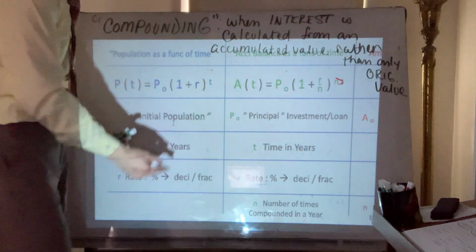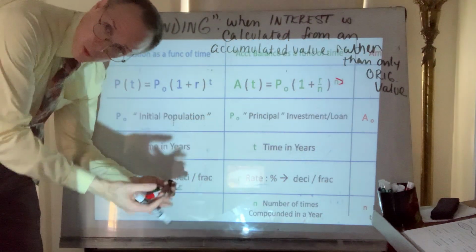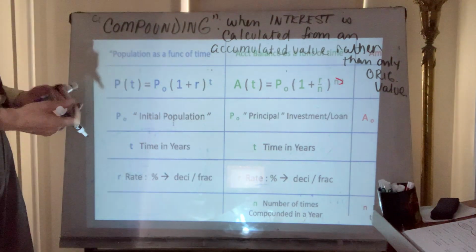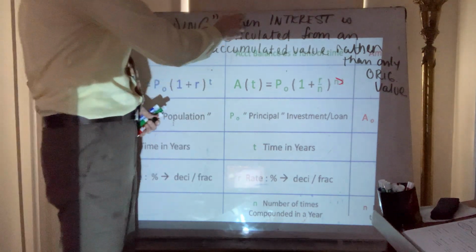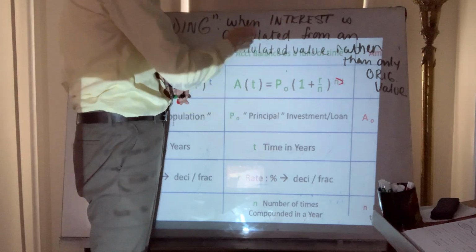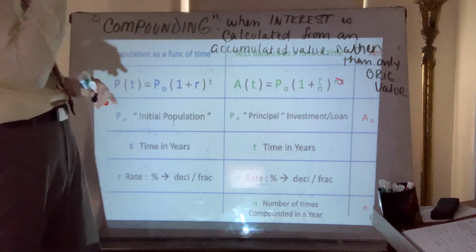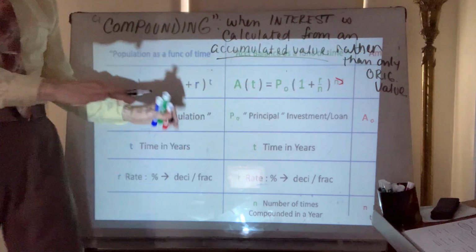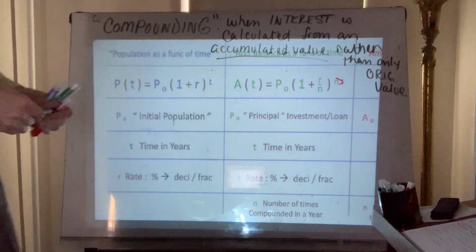So that's basically a calculation is performed, you get a result, and then you put that answer back into the formula. It's compounded. Interest, in the case of compounded interest, is when interest is calculated from an accumulated value rather than just the original value one time.